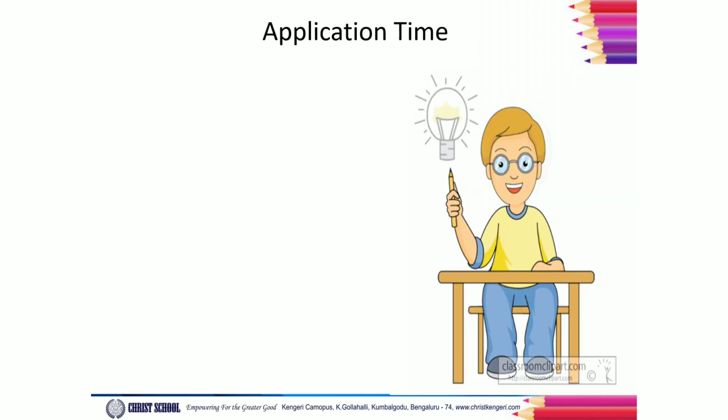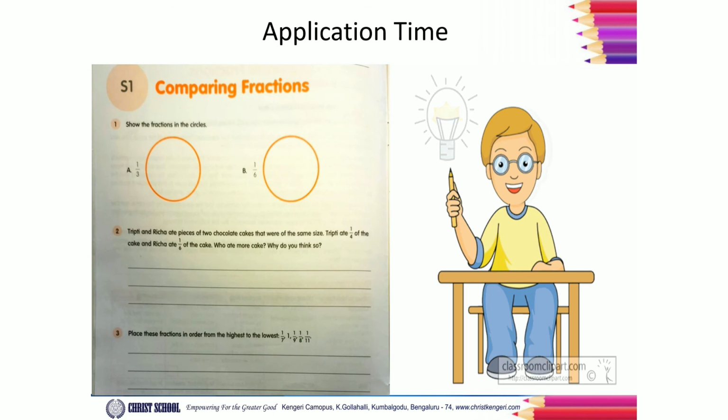Application time. You need to think, read each problem twice and then solve it. Show the fractions in the circle: 1/3 and 1/6. Tripti and Richa ate pieces of two chocolate cakes that were of the same size. Tripti ate 1/4 of the cake and Richa ate 1/6 of the cake. Who ate more cake? Why do you think so? The third question. Place these fractions in order from the highest to the lowest.